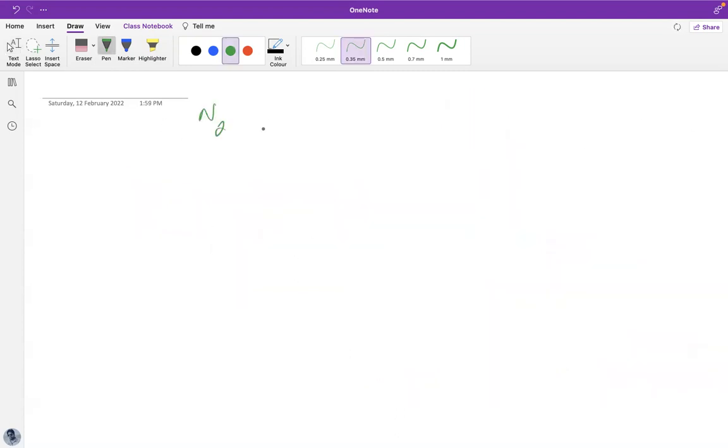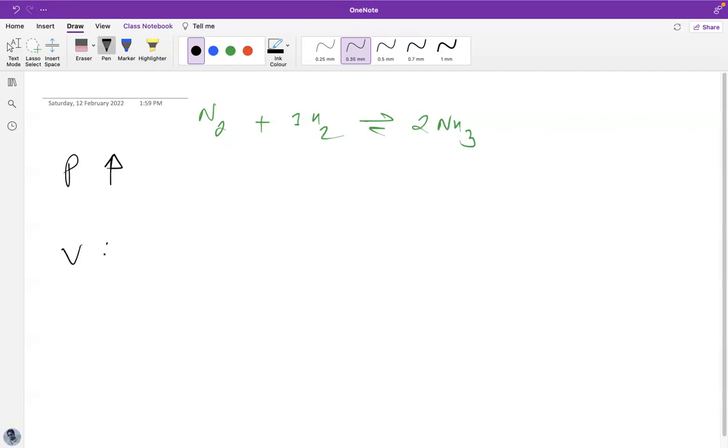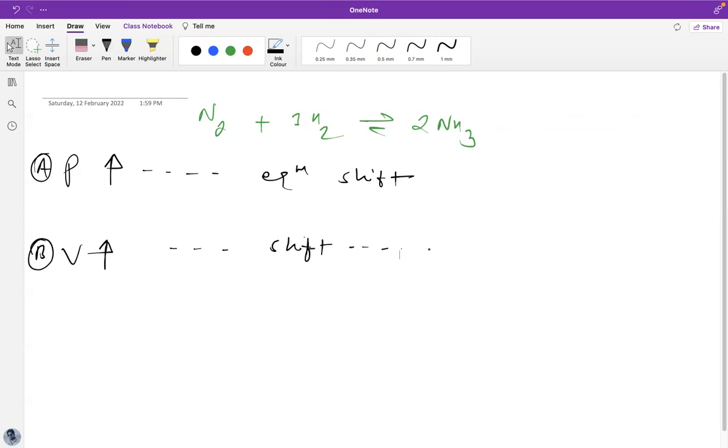This is a very famous reaction, N2 plus 3H2, it will give 2NH3, ammonia. Now my question is, what will happen if you increase pressure? And second, what will happen if you increase volume? So you have to write the equilibrium direction, the equilibrium shift. Answer me for A, and the next question is B. Equilibrium shift? Tell me fast.